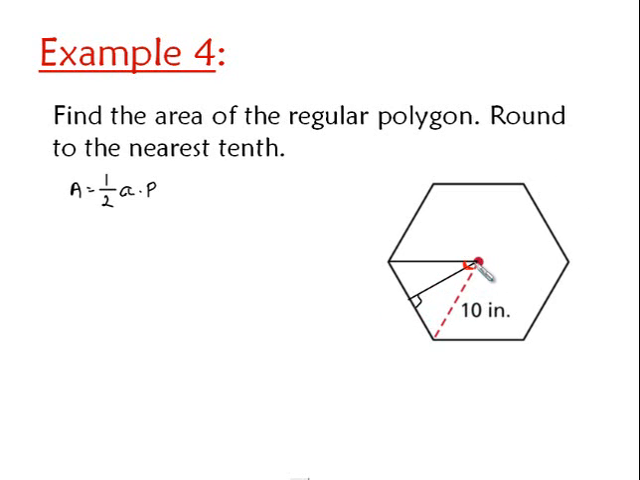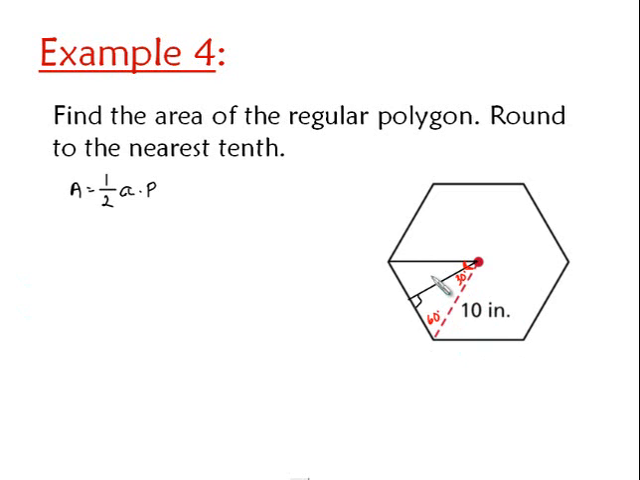But this apothem right here bisects the central angle. So if this whole central angle is 60 degrees, then this angle right here is 30 degrees. And it looks like here we have a 30-60-90 triangle. If you remember your 30-60-90 triangle properties, you can go ahead and use them. If not, we're going to use trigonometry to help us find the missing parts.